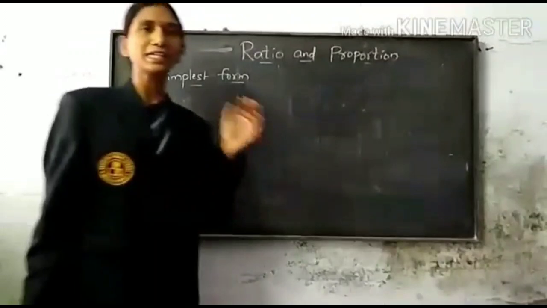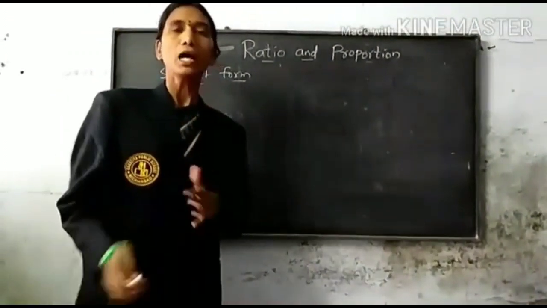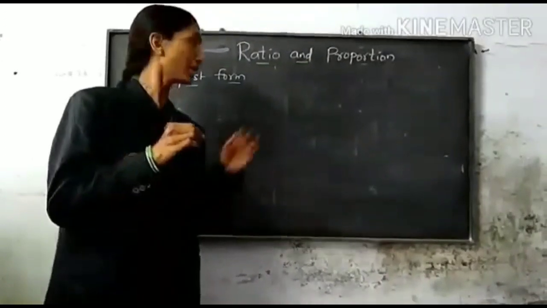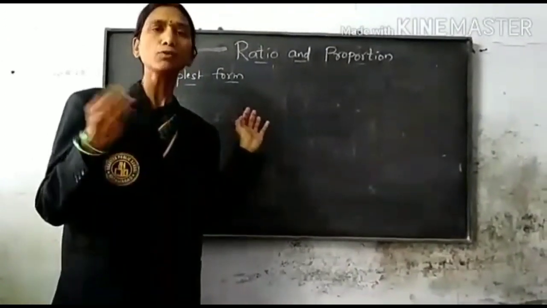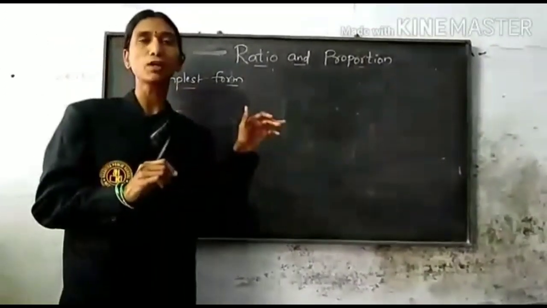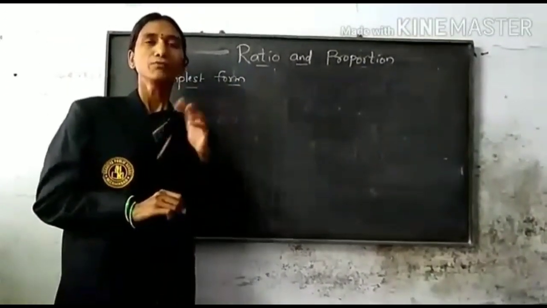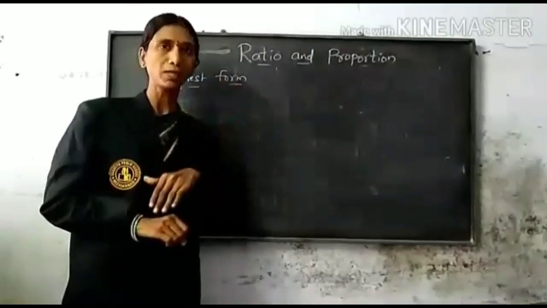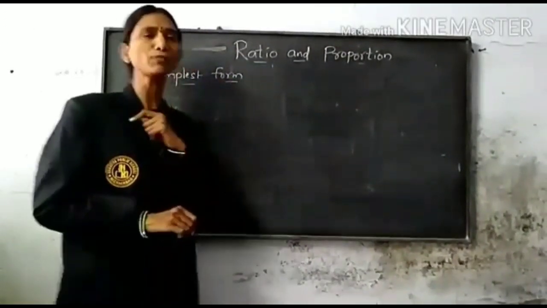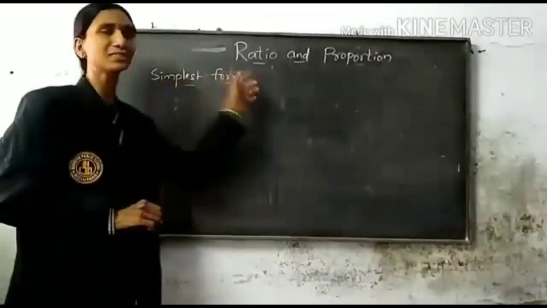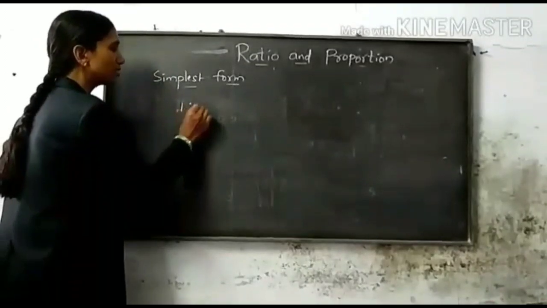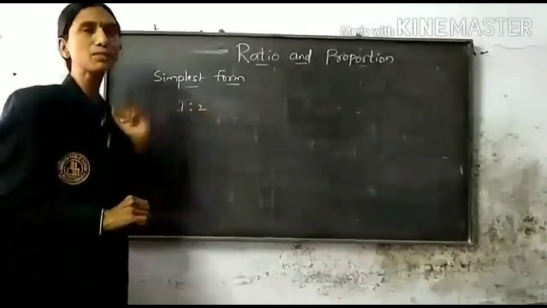A ratio is said to be in simplest form, or lowest terms, when it is written in whole numbers with no common factors other than 1. Only then do we say that it is the simplest form. Before, I said 1:2 is in its simplest form, since it is constant.